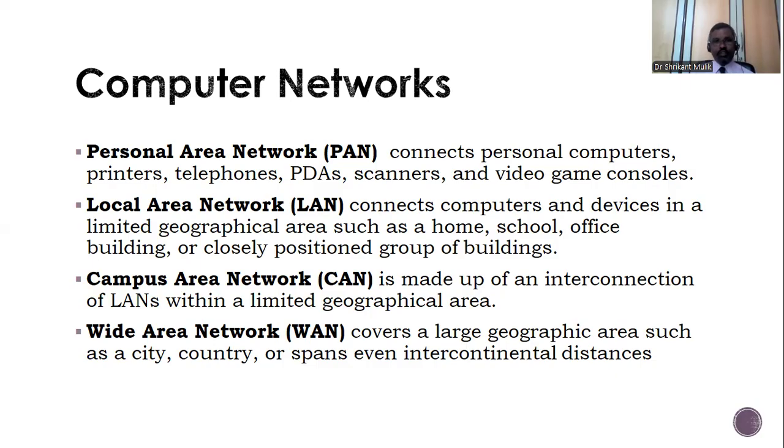A campus area network is made of interconnection of LANs. So typically, a college campus, or a big facility of a company, you will actually have different LANs in different buildings or different floors of a building, and then they are connected to each other. So we have interconnection of LANs, and that is where you look at a campus area network. And finally, you have a wide area network, which covers a large geographical area, say a city or country, or even intercontinental distances. So these are what we call a wide area network.